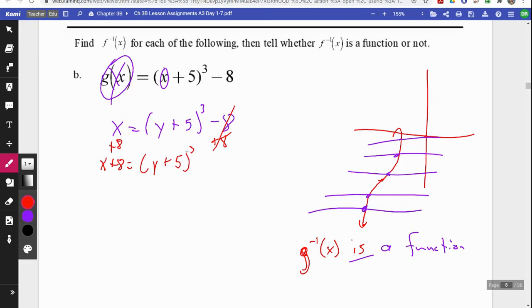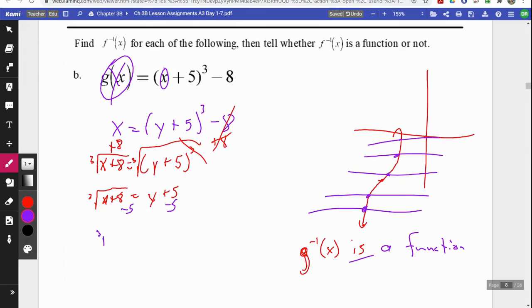And then we need to get rid of the exponent. So we'll take a third root to cancel it out. And with an odd indexed root, we don't need to have the plus or minus. So this will be the cube root of x plus 8, with the 8 under the root, and then y plus 5 is now freed, so we can subtract 5. So this would be the cube root of x plus 8 minus 5 equals y.